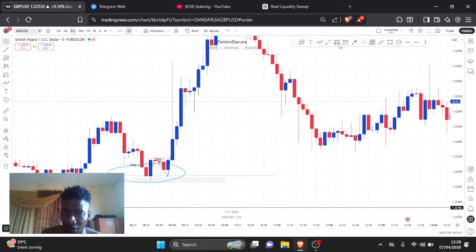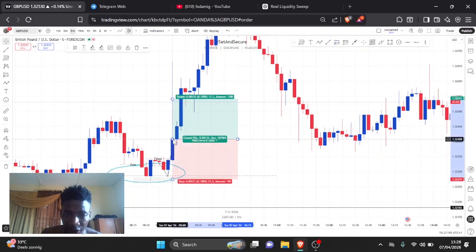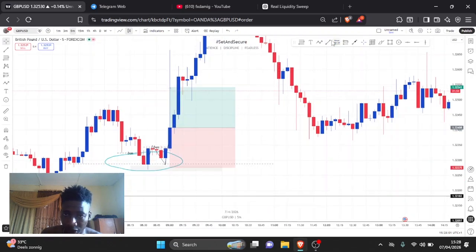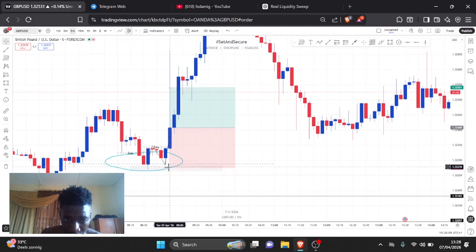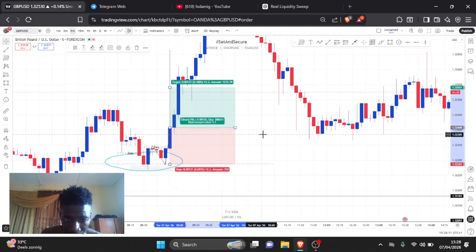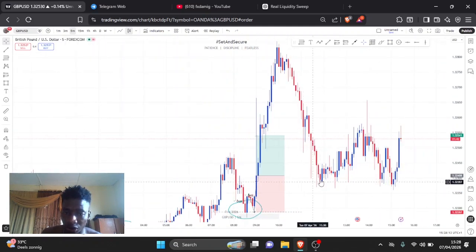And what is our job? Enter the buy from there. Stop loss should be at the protected low, which is there. Stop loss should be there. Then we can target our 2-1 or 3-1.